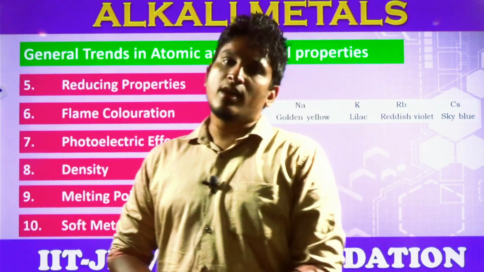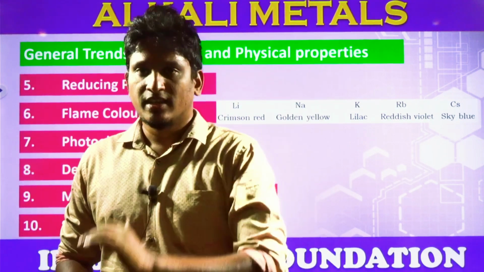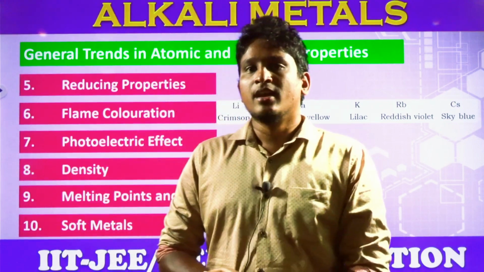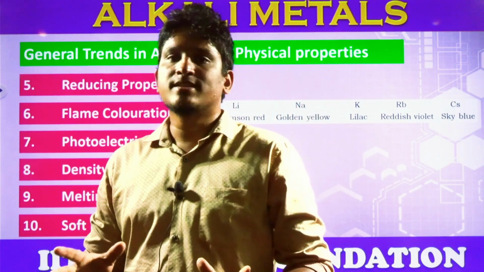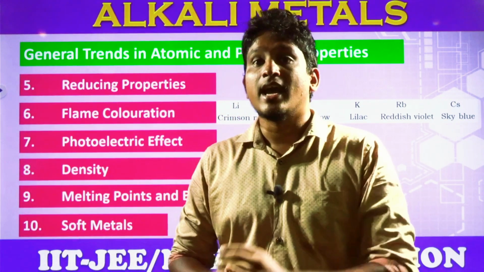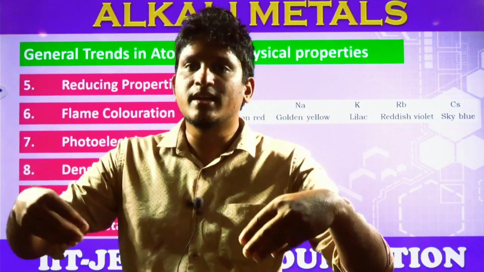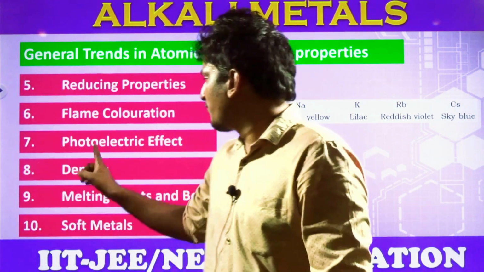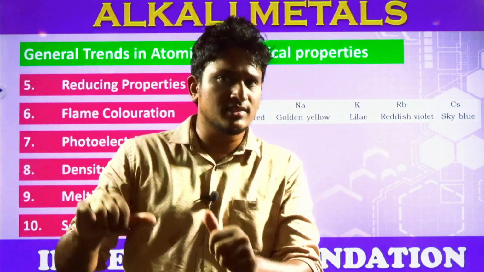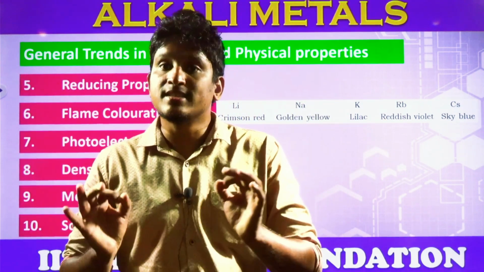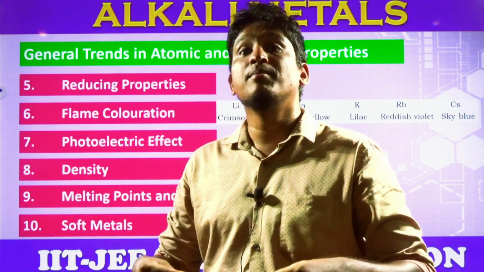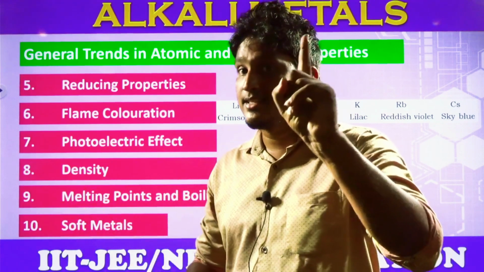Next, photoelectric effect. This is given by Einstein. He got the Nobel Prize for explaining this effect. Photoelectric effect means, students, when the metal surface is exposed to sunlight, electrons are emitted, and these emitted electrons are called photoelectrons, and the effect is called the photoelectric effect. So why do we have this discussion here? Because these alkali metals also, when exposed to sunlight, emit photoelectrons, except lithium.